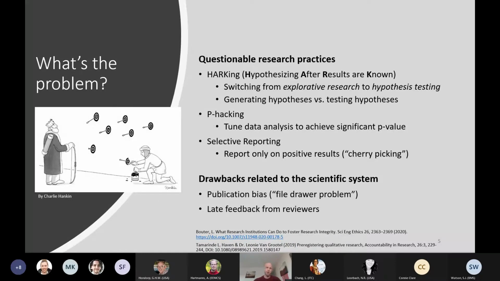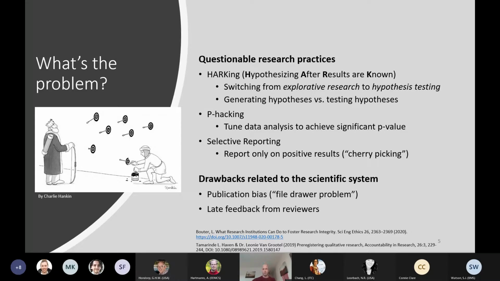There are also some further drawbacks related to the scientific system. One of them is publication bias. Publication bias means that there is a strong bias towards statistically significant results. It is basically a phenomenon in which studies with positive results are more likely to be published than studies with negative results. This is very similar to p-hacking or selective reporting, but publication bias is coming more from the publication side. So it's either the publishers themselves who want to have positive results, it's either the editors or the reviewers. It is also a problem that researchers receive the most important feedback, so the feedback from the reviewers, very late in the research process, so at the end.